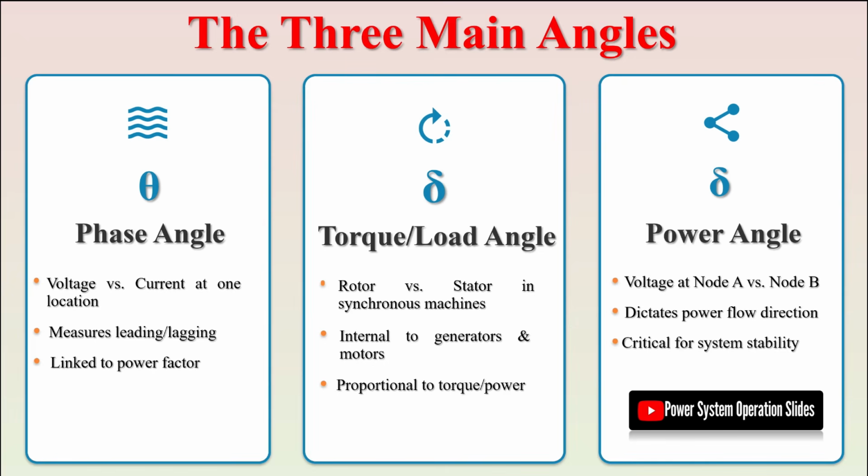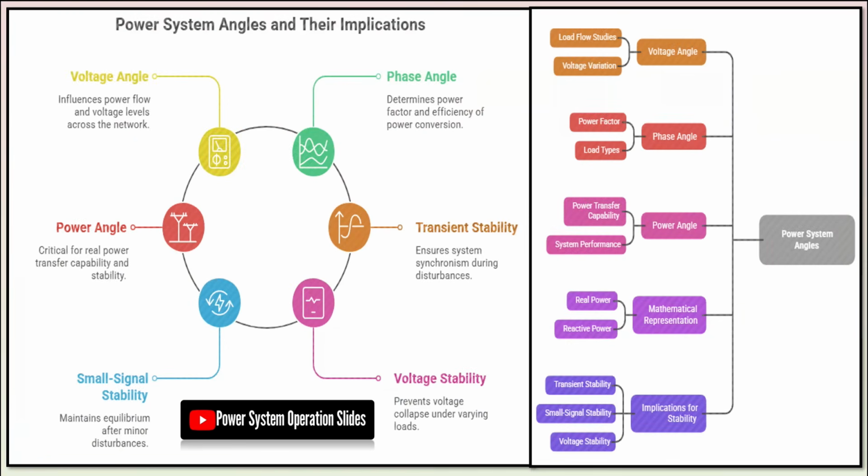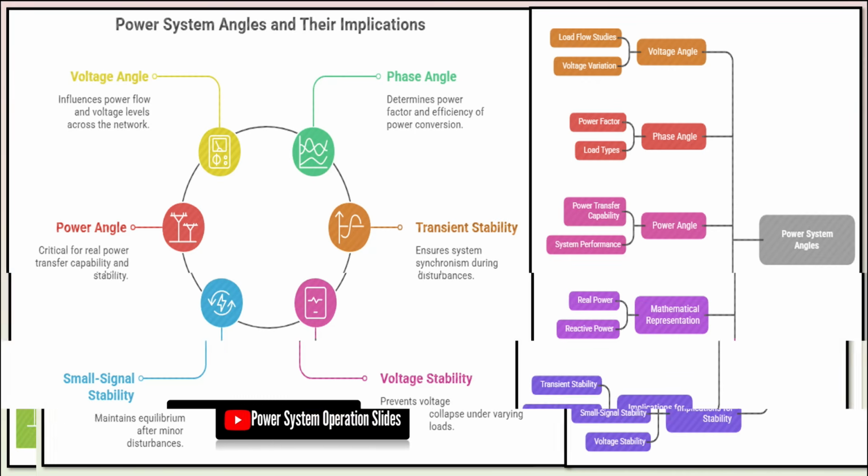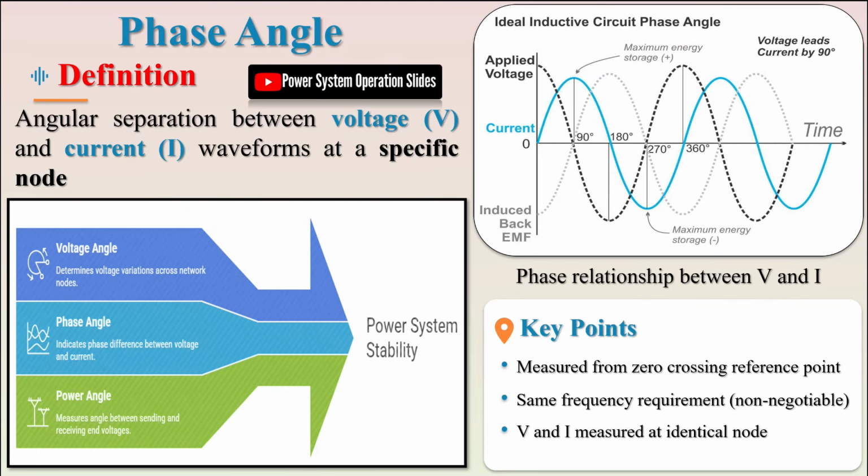In purely inductive or capacitive circuits, this phase shift reaches exactly 90 degrees, demonstrating the classic relationship between reactance and angular separation. The phase angle also appears in the context of power relationships through the power triangle. The angle between active power, measured in megawatts, MW, and complex power, measured in megavolt amperes, MVA, is mathematically equivalent to the phase angle between voltage and current. The cosine of this phase angle represents the power factor, calculated as the ratio of MW to MVA.